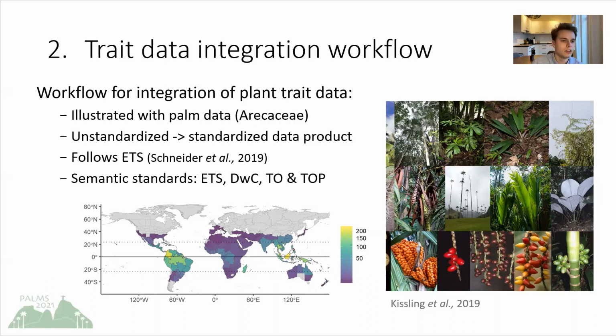It also follows the Ecological Trait-data Standard, which means that the final data product consists of 4 tables, a core table holding all the measurements and 3 extension tables, which provide additional information. It also follows semantic standards from the Ecological Trait-data Standard, Darwin Core, Plant Trait Ontology, and the Thesaurus of Plant Characteristics.